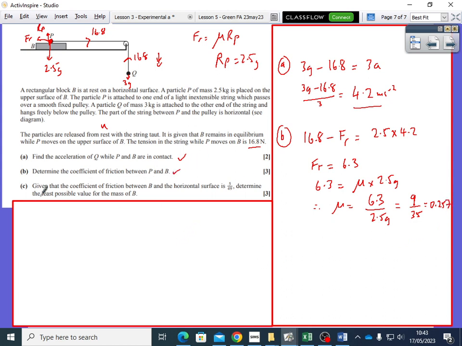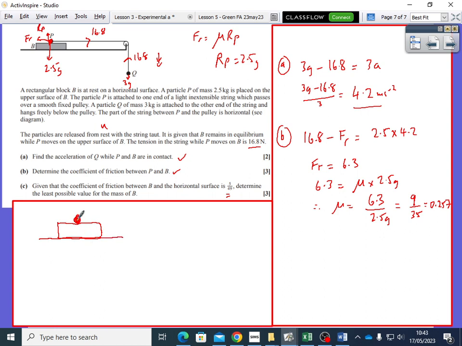Happy with that. Now, it goes, given that the coefficient of friction between B, which is the block, and the horizontal surface, I'm assuming it's a table, is that, determine the least possible value for the mass of B. Okay, so let's just quickly draw the block again. So what we've got this time is P sat on top of it, and then we've got this surface here.